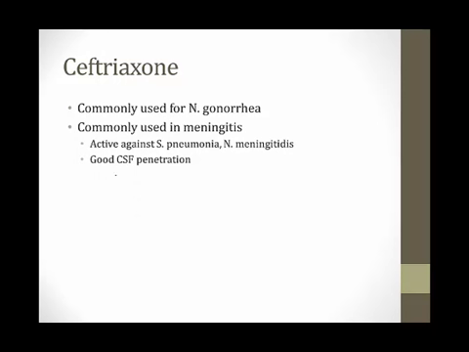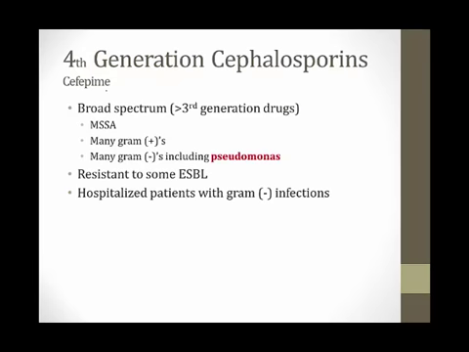A few details on ceftriaxone, because this is a drug you will commonly see used on your clinical rotations. It's commonly used to treat Neisseria infections. It's also commonly used to treat meningitis, as I said before. That's because it's active against strep pneumonia and also Neisseria meningitidis, and it achieves good CSF penetration in the setting of meningitis. There's one fourth-generation cephalosporin, that is cefepime.